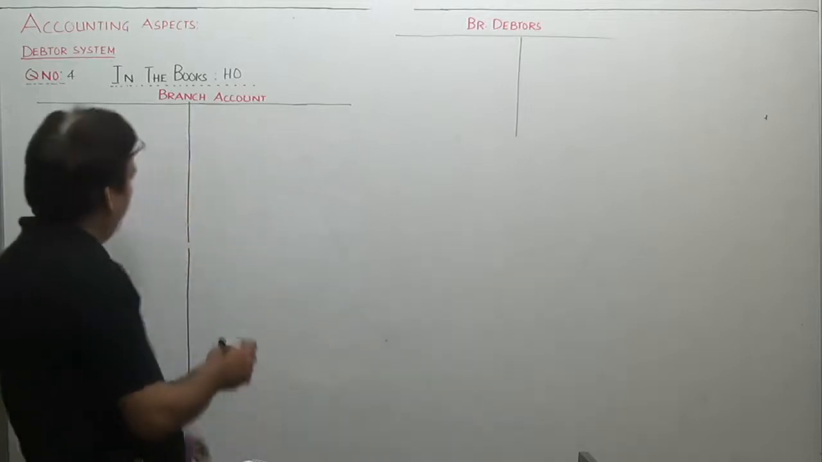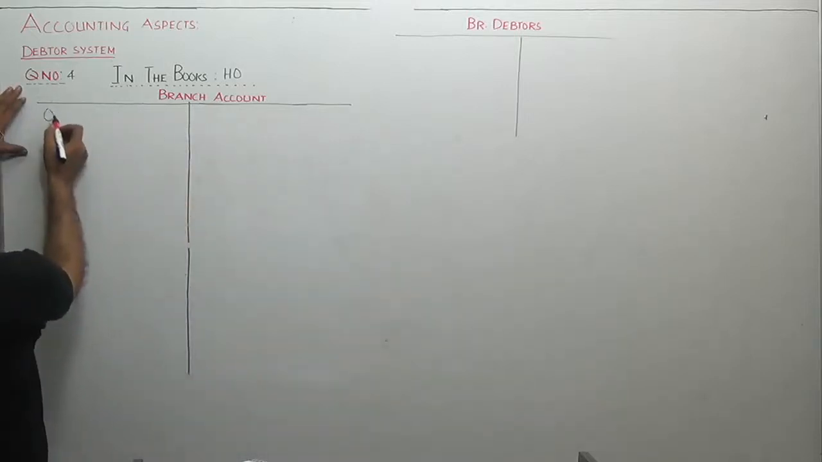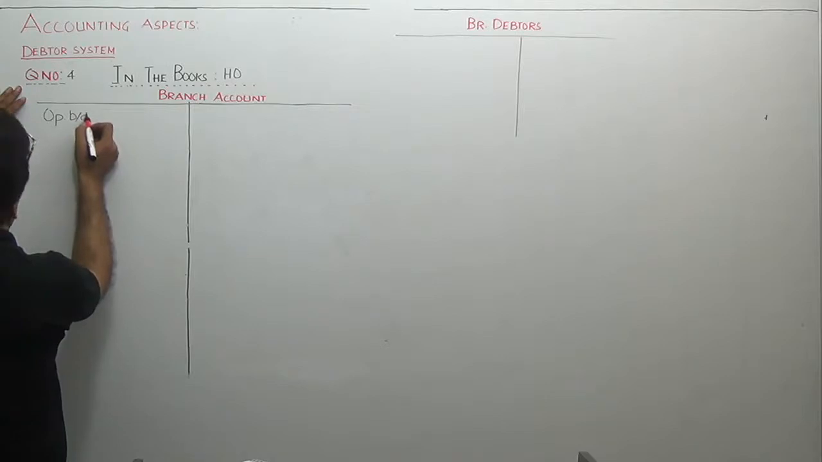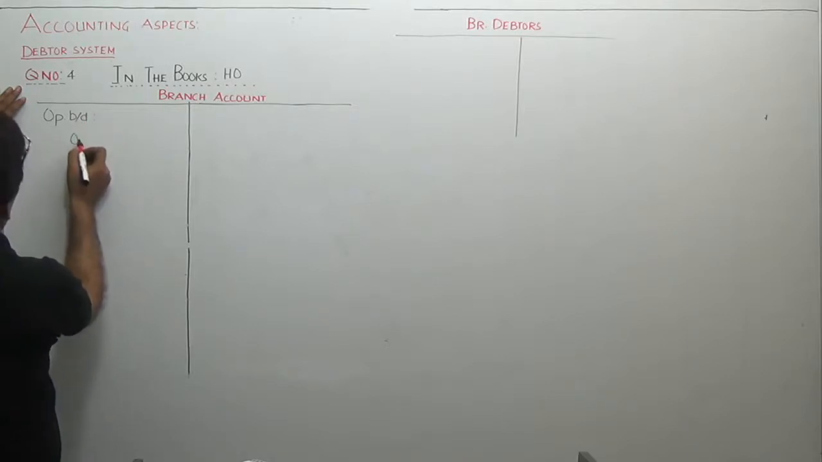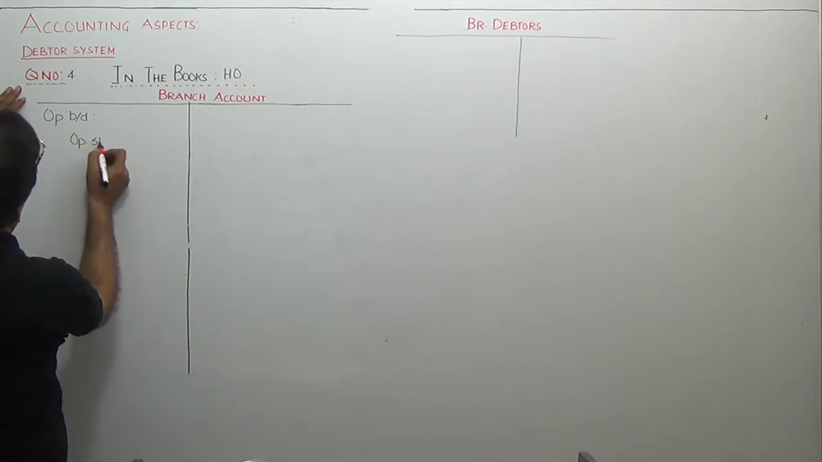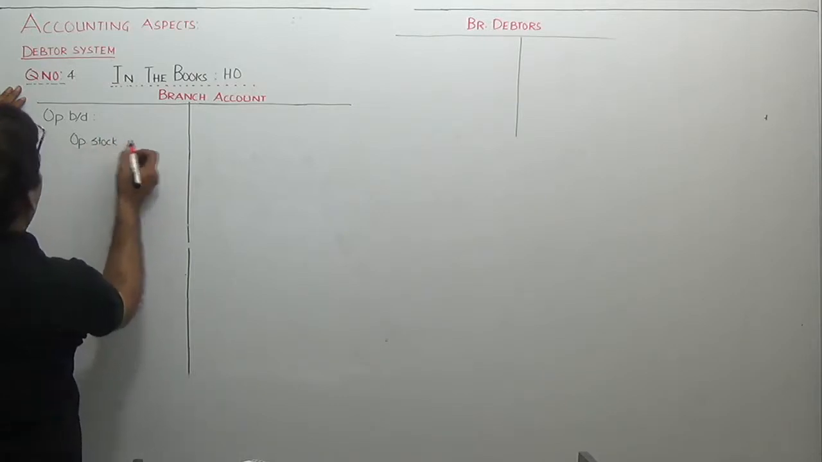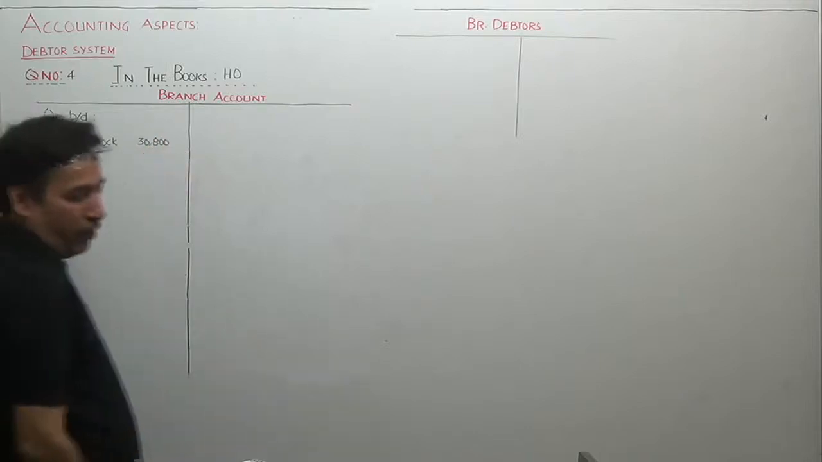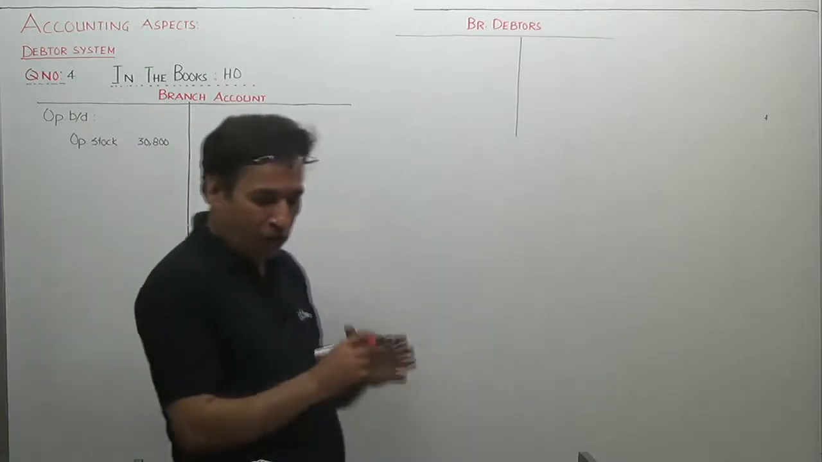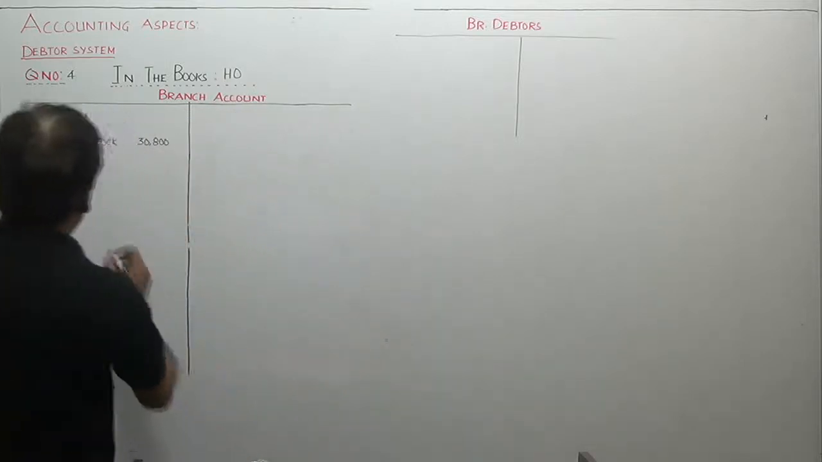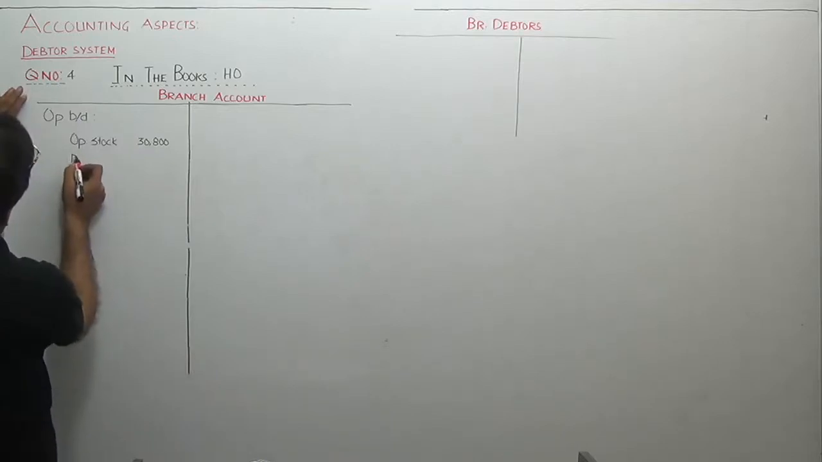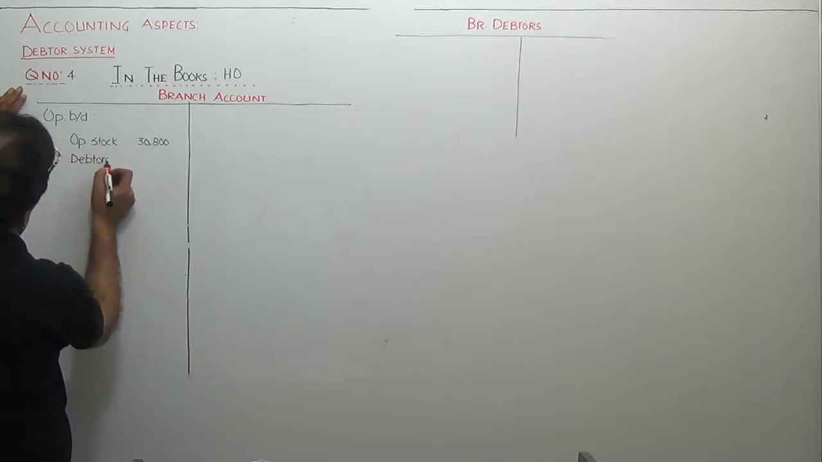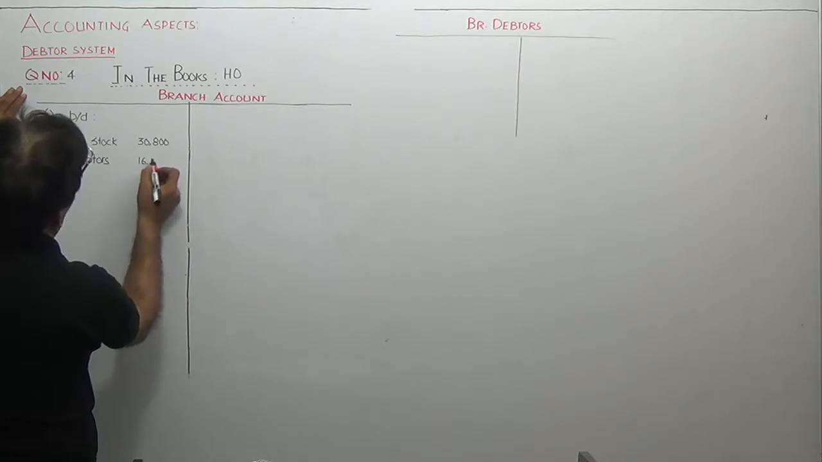So opening stock is given to us this time. First of all, we are going to write opening balances. Opening stock is given, 30,800. After having written down the balance of opening stock, then there are debtors. Debtors are 16,500. So you are going to write now debtors 16,500.